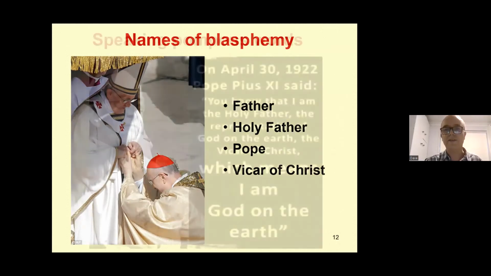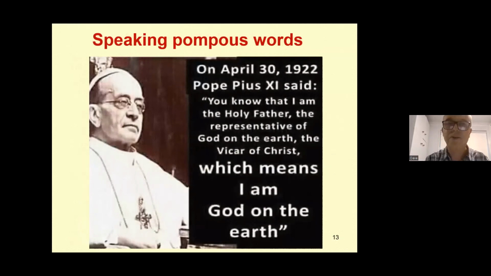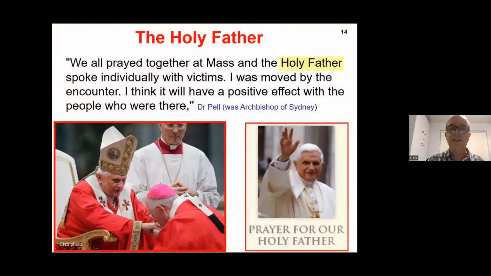And looking at a couple of other slides here, we have, even in modern times, and you can call 1922 modern times, Pope Pius the 11th said, you know that I am the Holy Father, the representative of God on the earth, the Vicar of Christ, which means I am God on the earth. Now when we talk about pompous words or speaking blasphemy, here it is. Moving on a bit closer, this was an article in the news about Pope Benedict when he came to Australia. And here is Dr. Pell, who was the Archbishop of Sydney at the time. He said, we all prayed at Mass, and the Holy Father spoke individually with the victims, addressing the Pope as the Holy Father.